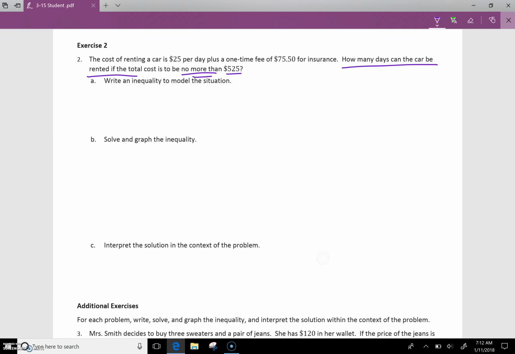So we know that we're going to pay $25 per day plus $75.50 for insurance. That's our total cost for the car, and that has to be no more than. So in other words, it needs to be less than or equal to $525. There is your inequality.